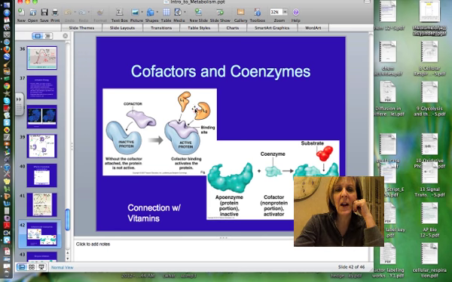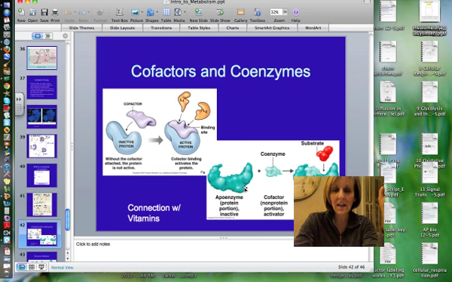So cofactors would be non-organic. Here's a cofactor right here. It would be a non-organic molecule that reacts with a protein, an enzyme that is inactive, and by binding to it makes it active. So a cofactor is needed for an enzyme to be active, and a cofactor is a molecule that acts with an enzyme, but it's non-organic, so it's not carbon-based.